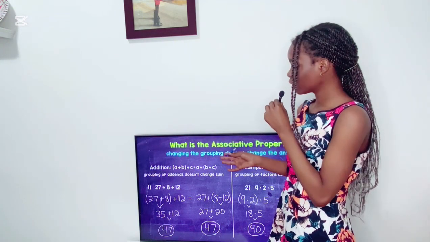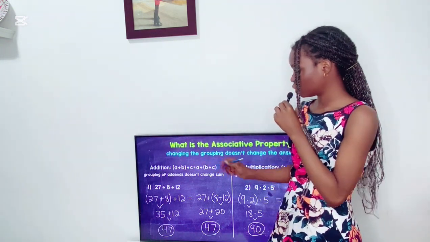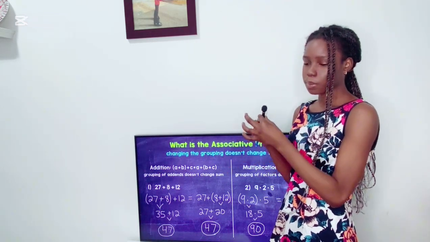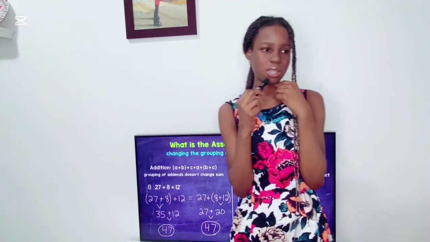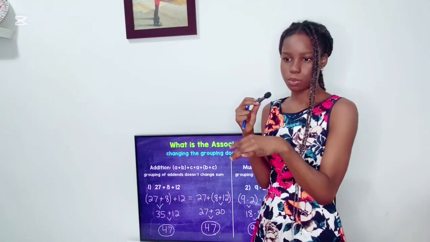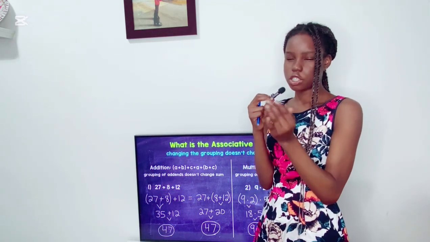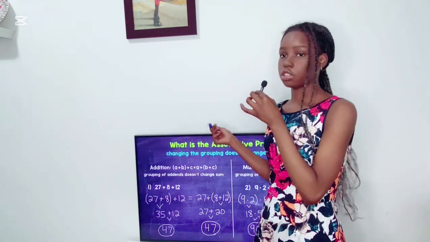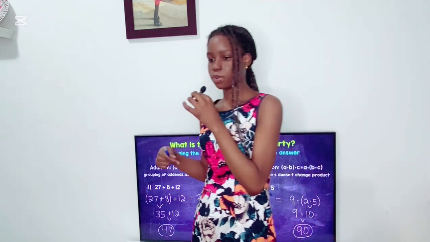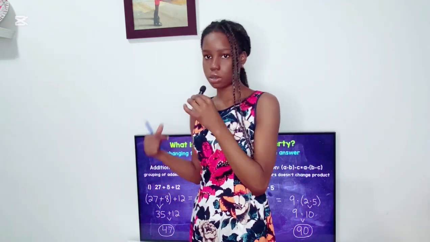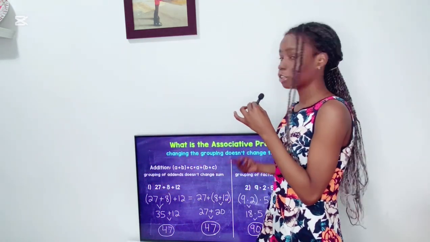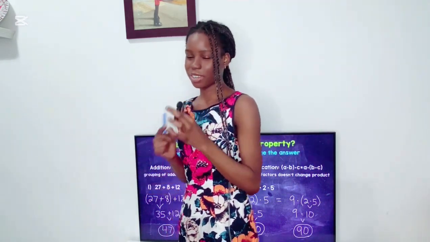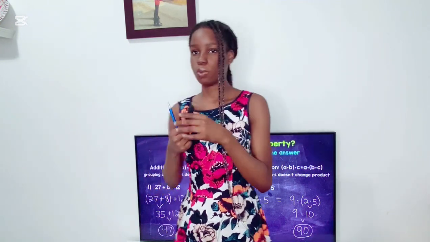It means whatever you do, if you change the grouping, it doesn't change the answer. The difference is that with commutative, it says changing the order, while with associative, it says changing the grouping. So commutative: changing the order does not change the answer, while associative: changing the grouping doesn't change the answer. So, like I said, a bit of similarity, but let's just jump right into number one.